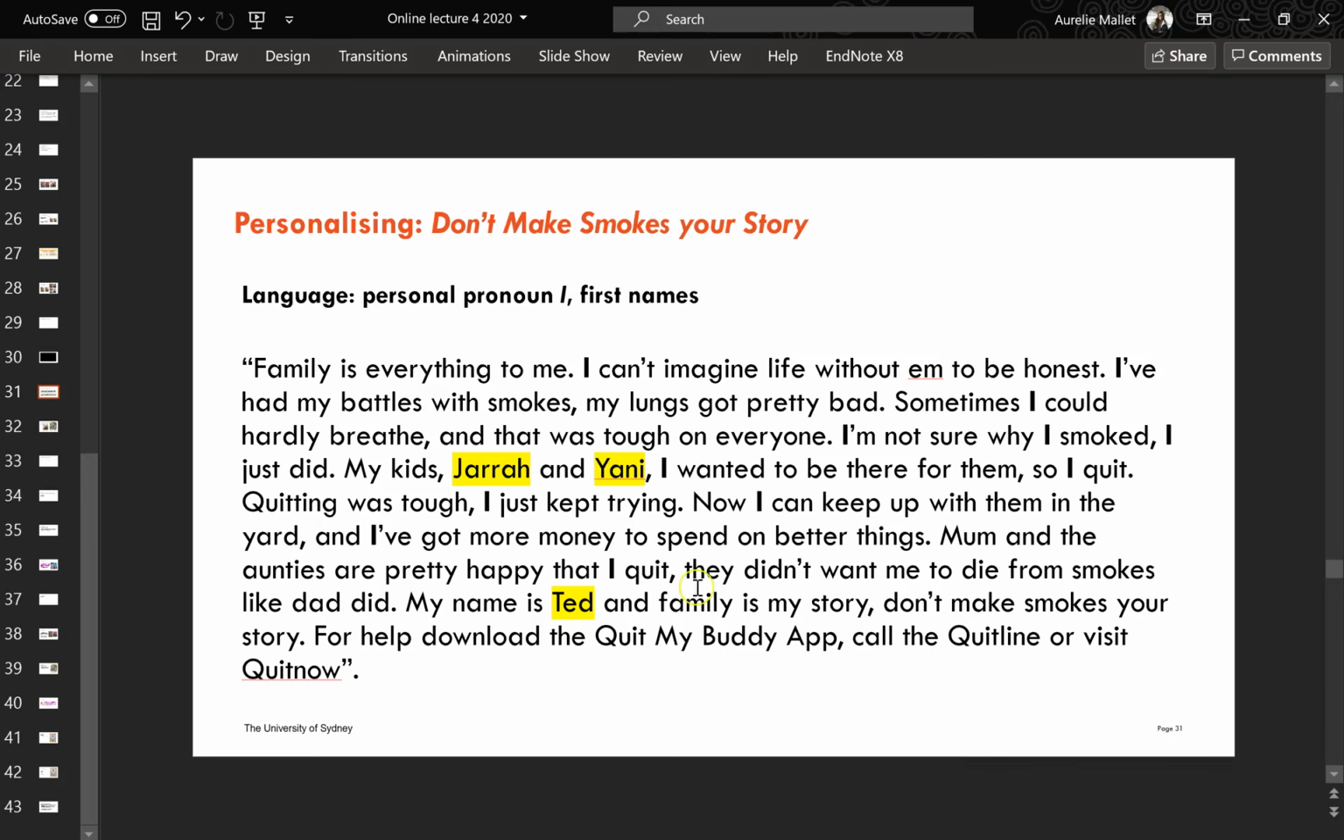So as you can see, it's very personalizing language. Lots of personal pronouns, I, and lots of first names. So it's focusing on individuals here, not the general population.